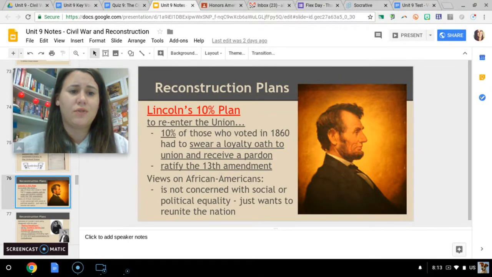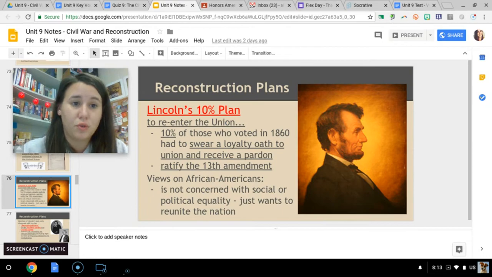So Lincoln's view on African Americans: he wanted slavery abolished, but he was not concerned with achieving social or political equality for that group of Americans. He just wanted to reunite the nation. So in order to bring the South back in without further conflict, he was willing to kind of negotiate with the Southerners' point of view. Obviously, this plan is really lenient, 10% of the Southern population saying that they are loyal to the United States. So his primary goal was just bringing the two sides back together.